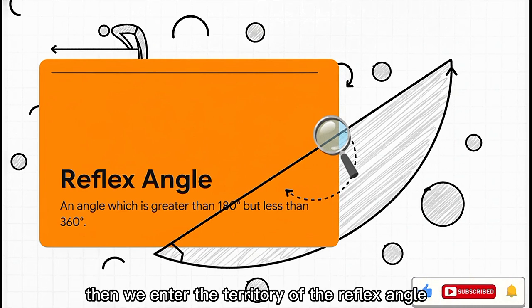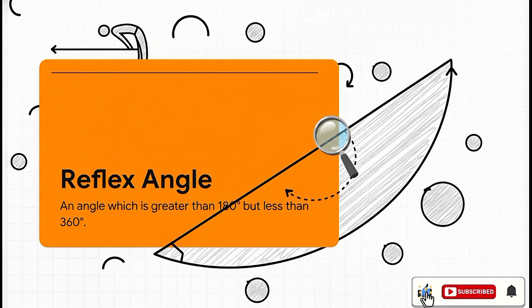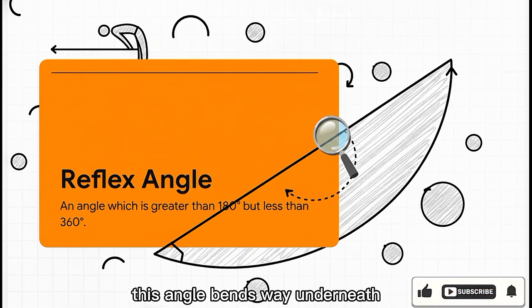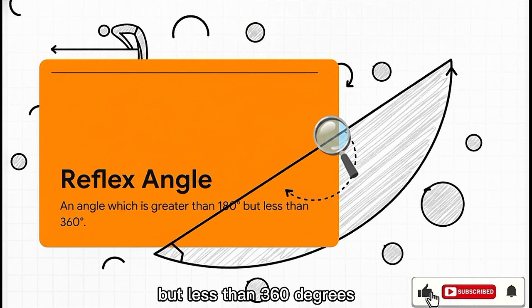Well, then we enter the territory of the reflex angle. This angle bends way underneath. It's greater than 180 degrees, but less than 360 degrees.